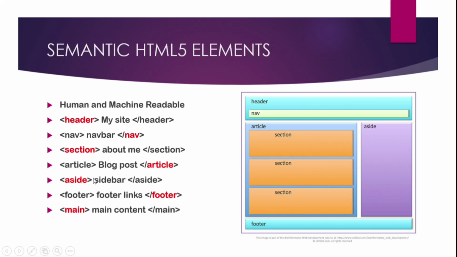Then we have article. So article is nothing but a blog post, or if you want to add two or more elements together, then you can use an article. Aside is nothing but the sidebar. You can see the sidebar here, where you can mention the graphs, or the time. You can have the quick links, some information about your projects. You can add those links in the aside bar.